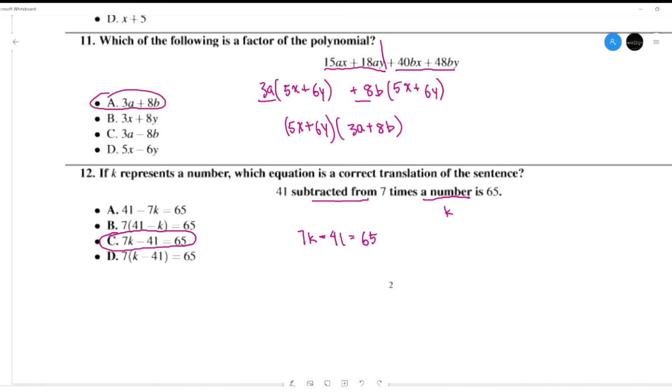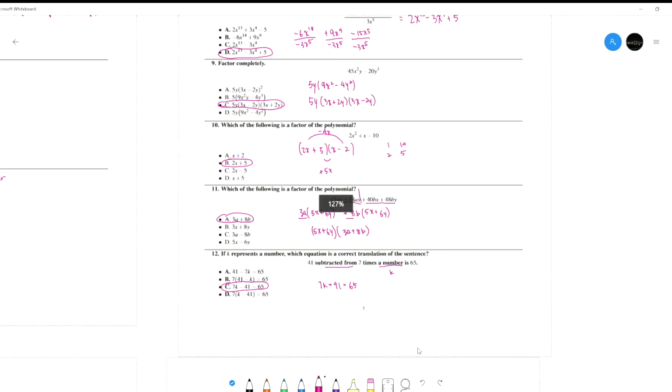Okay, any questions with that? So you will probably encounter one of those on the final exam. So please practice that. Let's see what else we got.